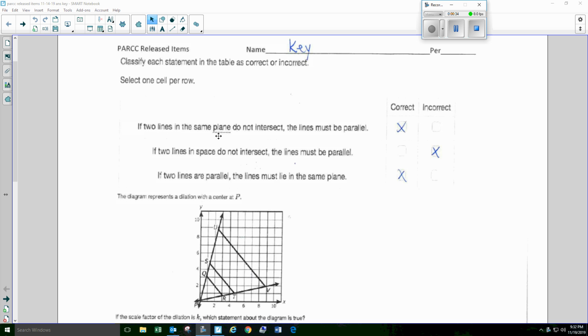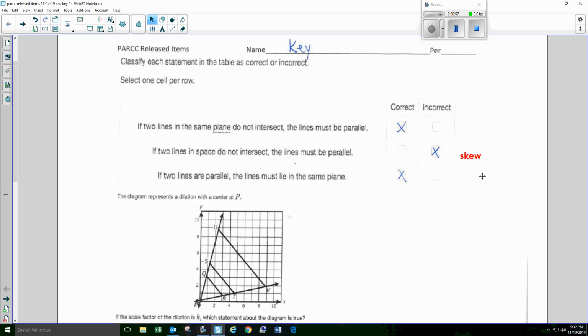If two lines in the same plane, that's the key word, and they even have it underlined here, do not intersect, the lines must be parallel. That is true because they're in the same plane. Notice what it says here. If two lines in space do not intersect, the lines must be parallel. They do not have to be parallel. They could be skew.